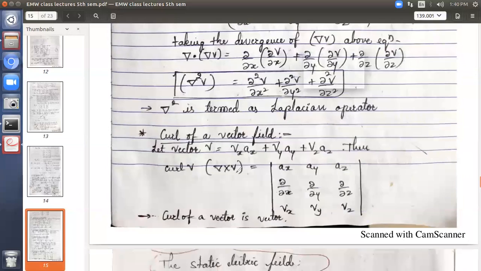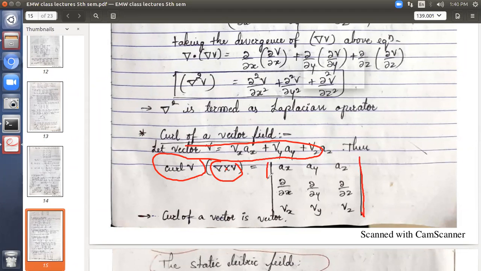Coming to the next, curl. For curl, again the condition in the chart you have seen, it should be a vector quantity. So curl, that is del cross V. We have already seen this. Cross product can be written in the determinant form, ax, ay, az or i, j, k. Then the first row is del: dou by dou x, dou by dou y, dou by dou z. And the next row is the V values, Vx, Vy, Vz. This is the curl. In short, just remember this.